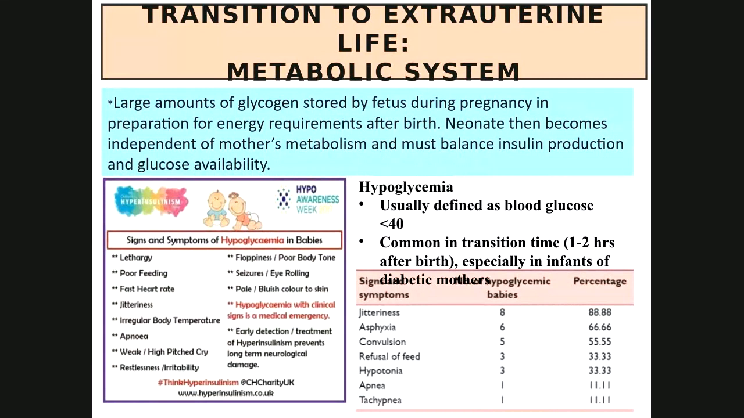Apnea, I mean, if it's like really not noticed, but irregular body temperature. See how these are all kind of tied together. Weak, high-pitched cry, restlessness, irritability, okay, floppiness, poor body tone, seizures, eye rolling, pale, bluish color to skin. Hypoglycemia with clinical signs is a medical emergency, okay, and early detection and treatment of hyperinsulinism prevents long-term neurological damage because it could lead to a seizure, right, guys?